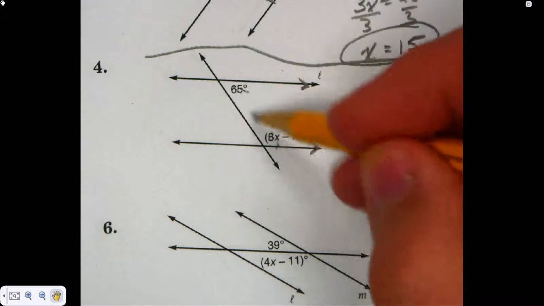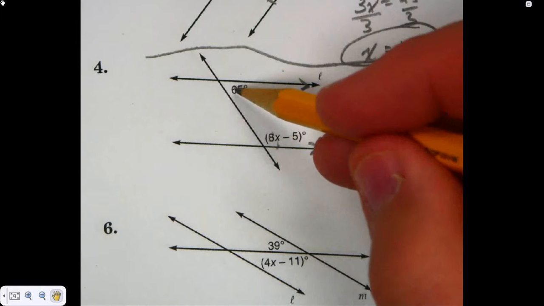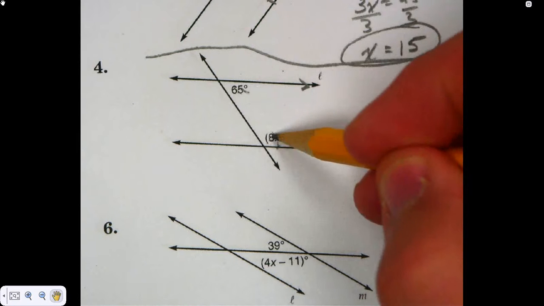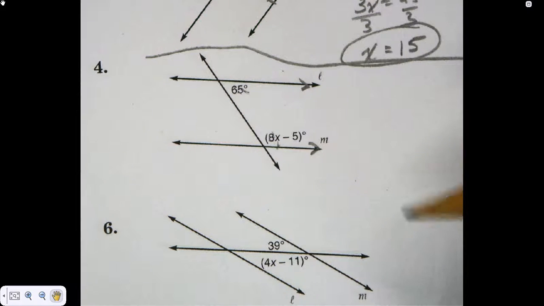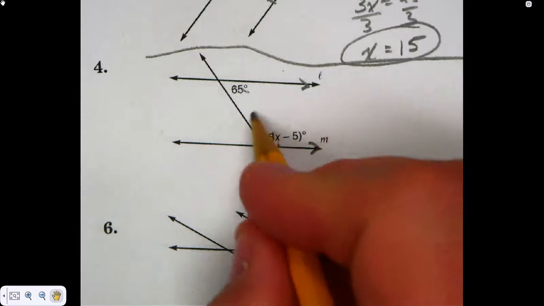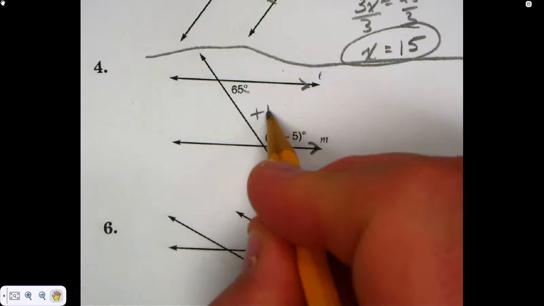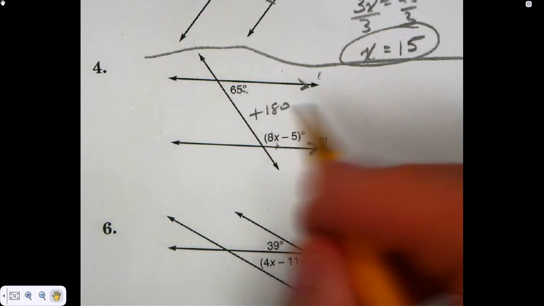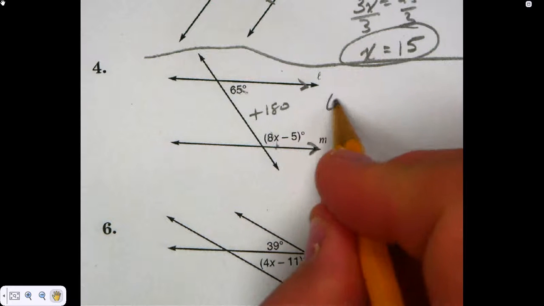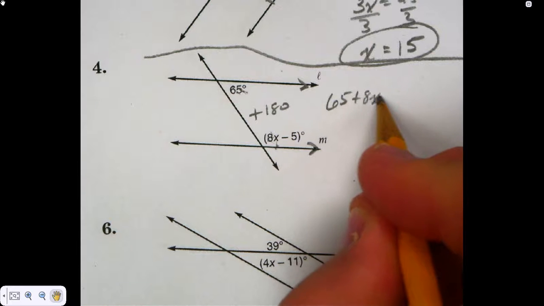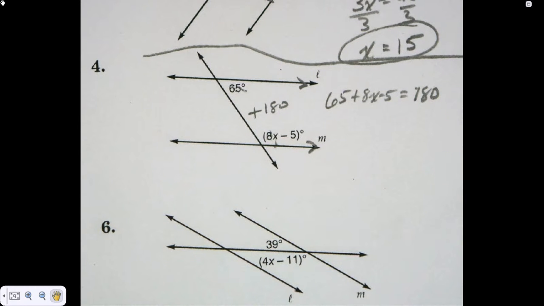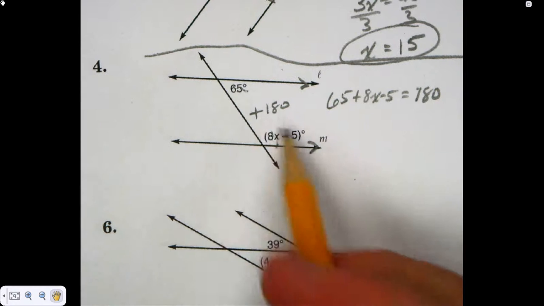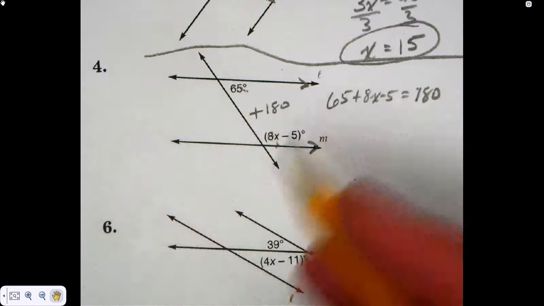And if you look at it, when they angle it nice like this, does it really look like there's any way that angle equals that angle? And look, that one's obtuse, that one's acute. So what do we know? That this plus this one have to add to what? So 65 plus 8x minus 5, all of that has to equal what? 180 degrees. You guys see how I got that? Because they're what? Consecutive interior angles.